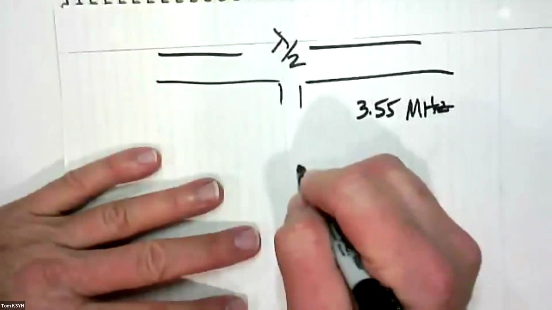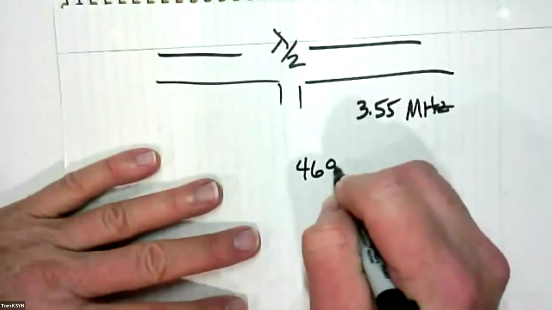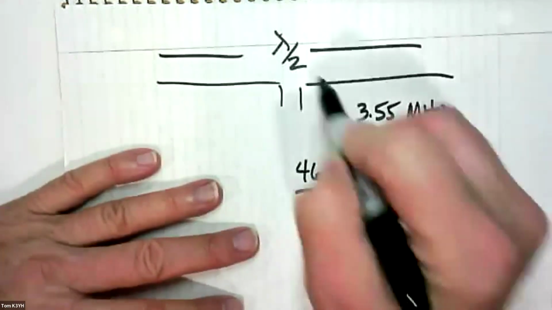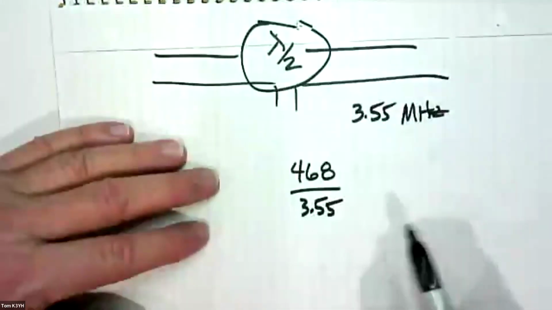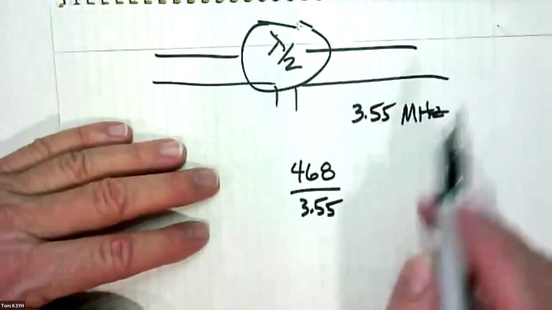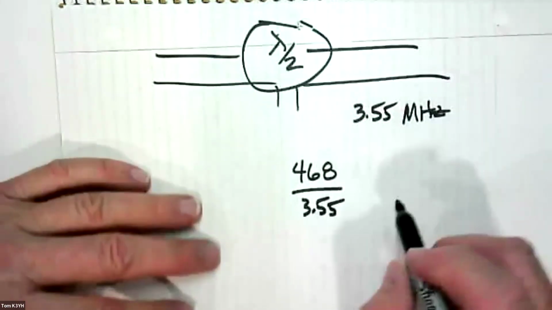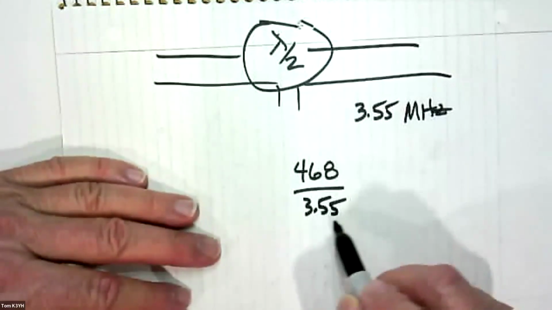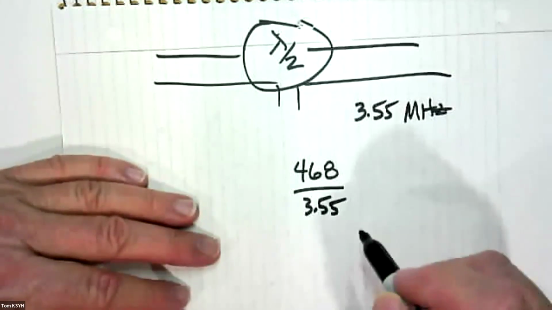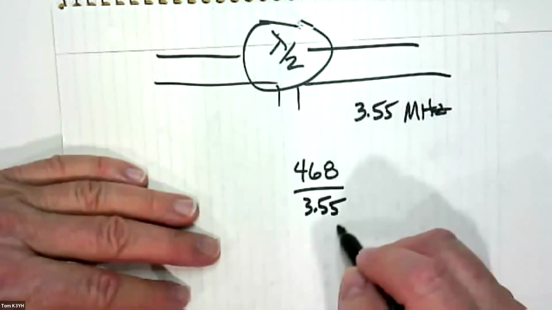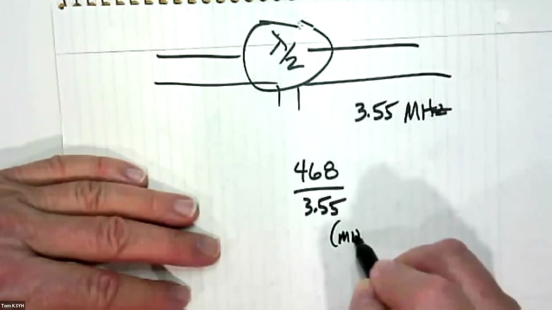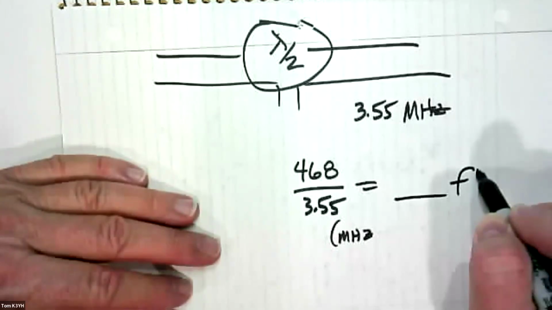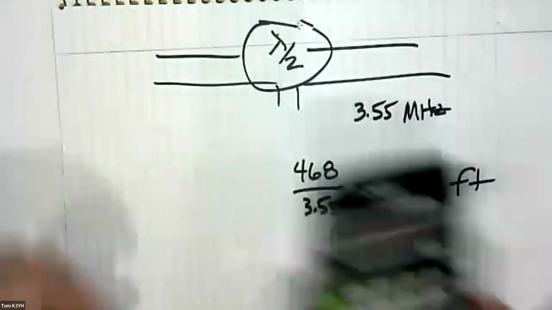This is really hard. 468, right? 468 divided by 3.55. Remember, that's for a half wavelength. The next question will be a quarter wave, and it'll be obvious what that is. You still only have to remember 468. So 468 divided by 3.55, this is frequency in megahertz, will give you the length in feet.